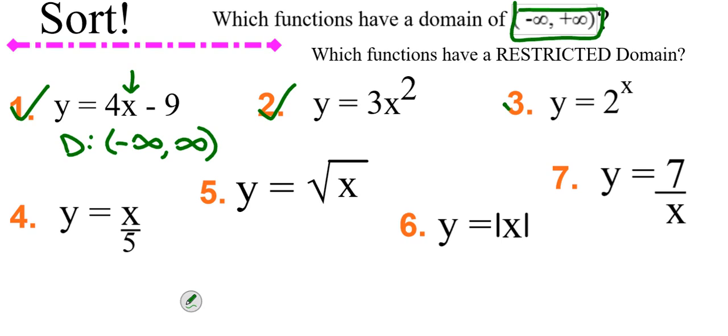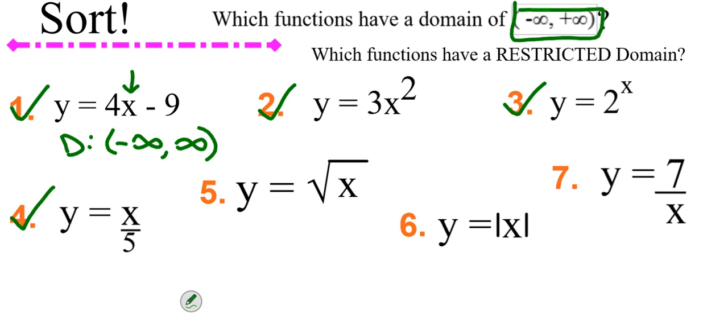They have unrestricted domains. Their domains will always be negative infinity, positive infinity. Same thing with exponentials. X can be anything it wants to be, right? There's no uh-oh, x can't be equal to 0, because 2 to the 0 would be 1. There'd be a value for y when x is equal to 0. Even number 4 is also linear. X can be anything it wants to be.